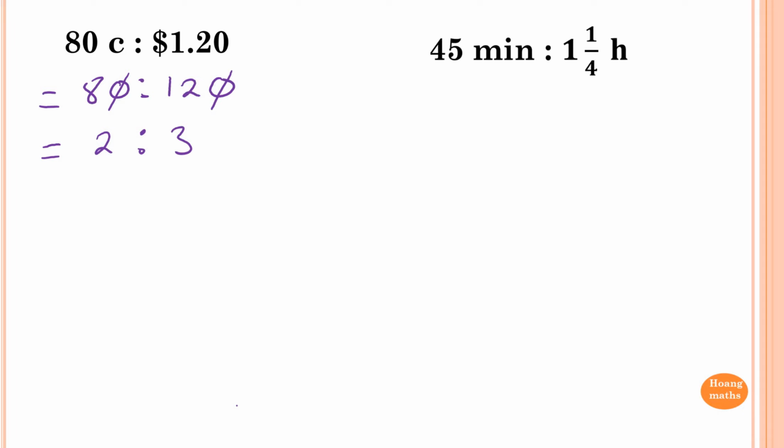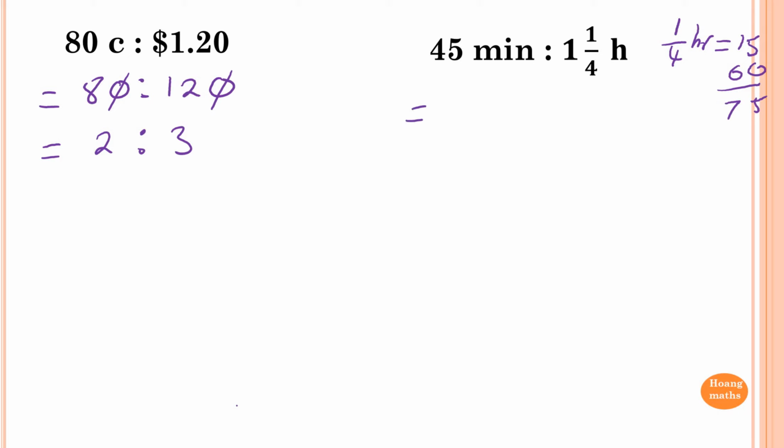Next one. So 45 minutes to 1 1/4 hour. Again, you have to convert to the same unit first. So it's 45 minutes and you've got 1 hour and a quarter hour. You know that 1/4 of an hour is 15 minutes. And 1 hour is 60 minutes. So you add them up, that means 75 minutes. 60 plus 15 is 75. In other words, I just add 60 minutes on here, which is 75 minutes.